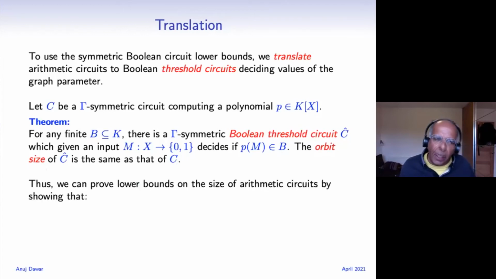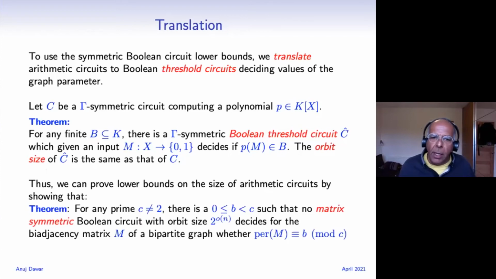And that means we can get our lower bounds for the size of the permanent by showing a lower bound for Boolean circuits. We basically show that for any prime number C, deciding whether the number of perfect matchings of a bipartite graph is B modulo C cannot be done with sub-exponential size Boolean circuits. Okay. And that gives us the lower bound for the arithmetic circuit.